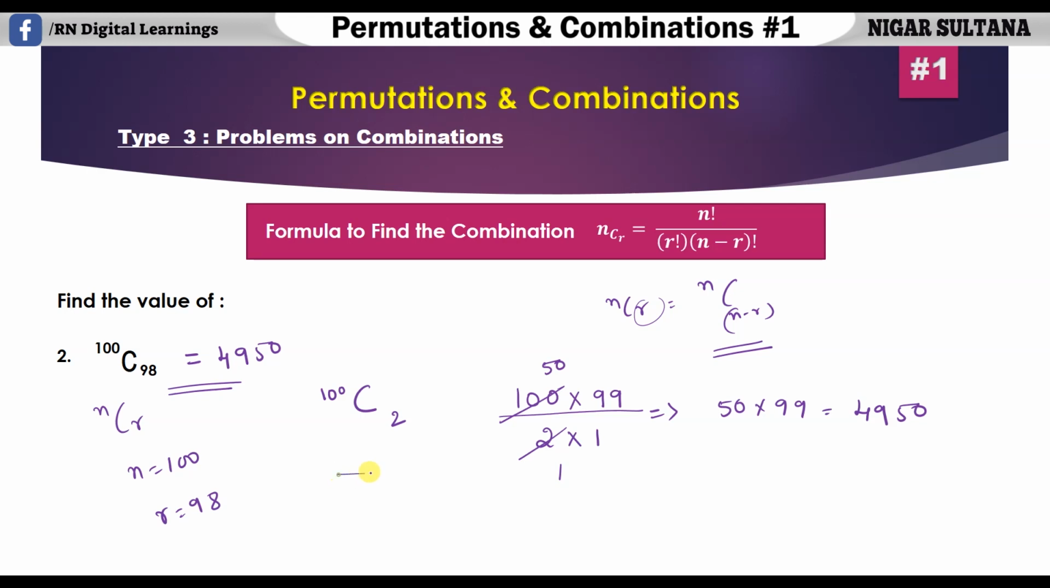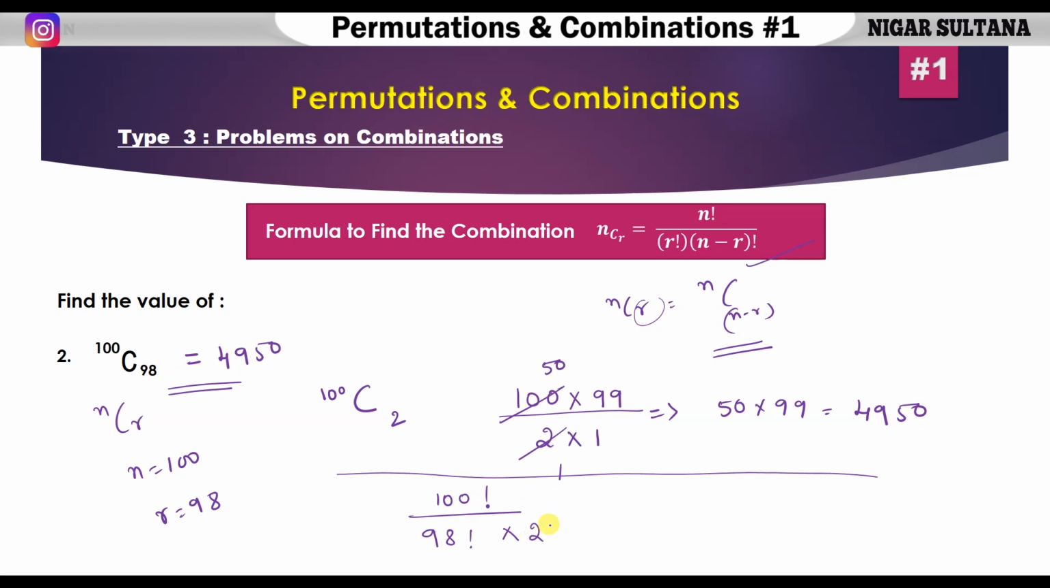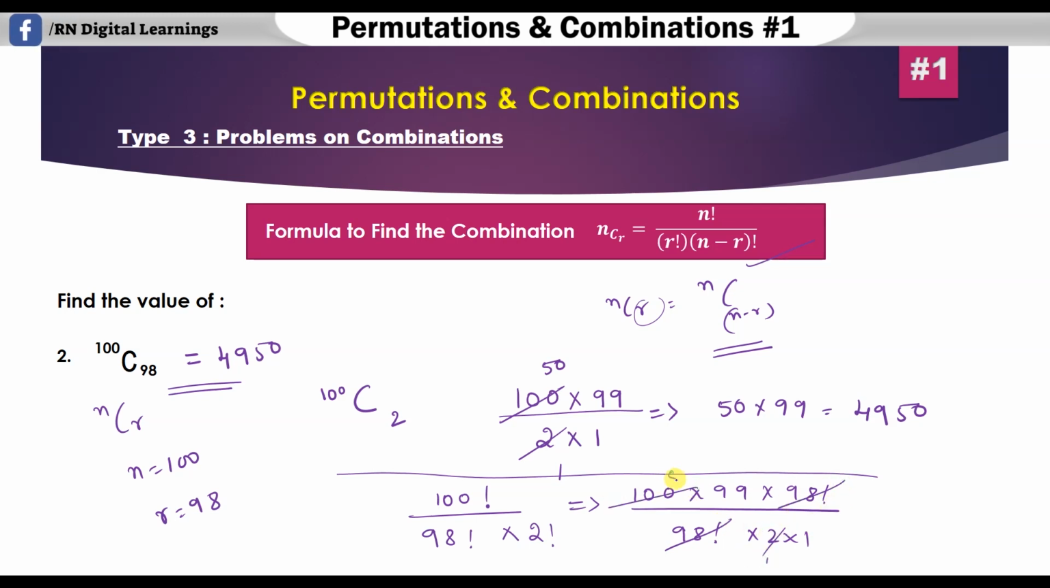I have one more way of calculating this, by using this formula. I'll explain this. So 100 factorial, and what is r factorial? That is 98 factorial, into (n minus r), which is 100 minus 98, that is 2 factorial. Now if I expand, 100 into 99 into 98 factorial divided by 98 factorial into 2 into 1. So this 98 factorial gets cancelled. 2 ones are 2, 2 fifties are 100, so again 50 into 99 is 4950.